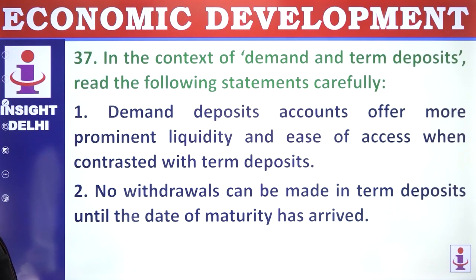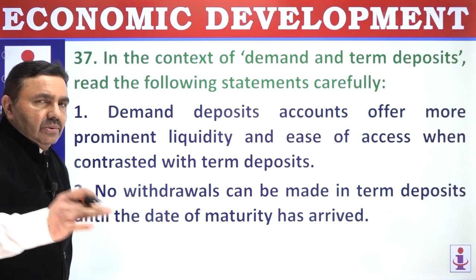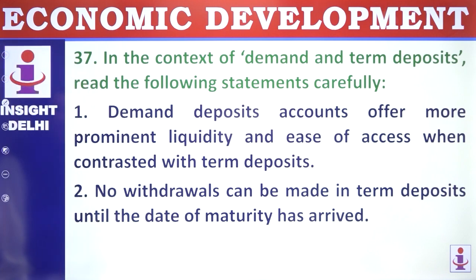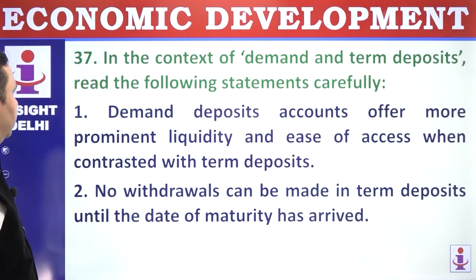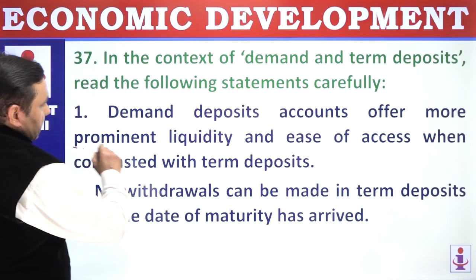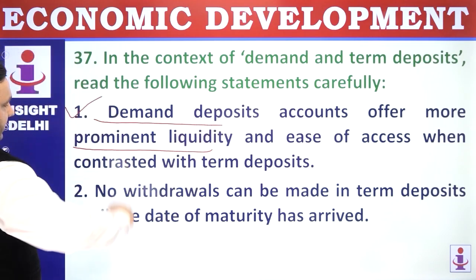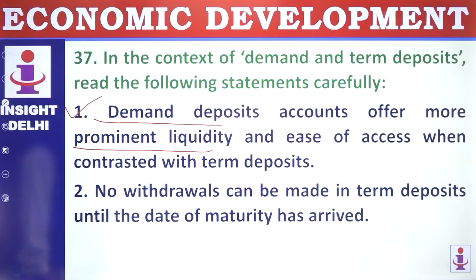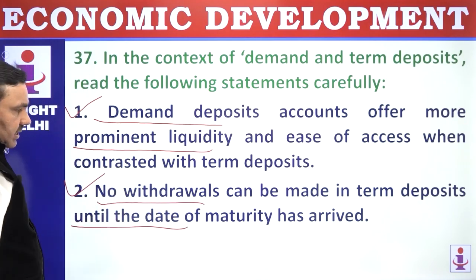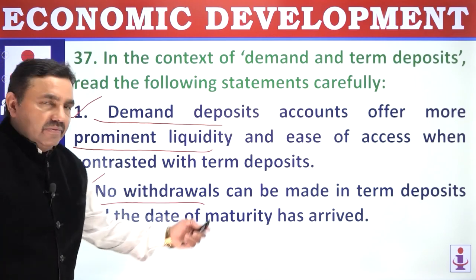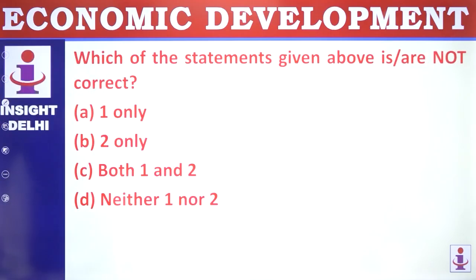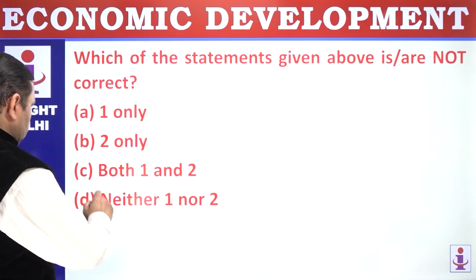In the context of demand and term deposits, demand means basically saving account, current account deposits. Term deposit means FDs. Demand deposit accounts offer more prominent liquidity because if you have a current account or saving account, you can use it anytime. Ease of access. No withdrawals can be made in FDs without giving penalty. You cannot withdraw before maturity of your investment. So that's correct. Both are correct here.